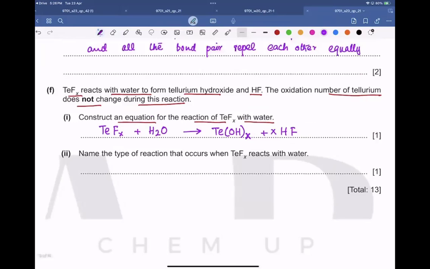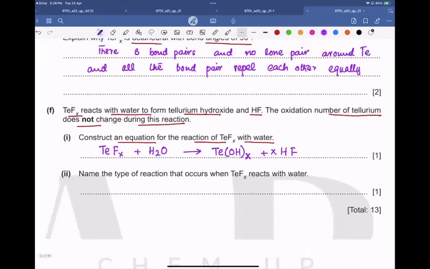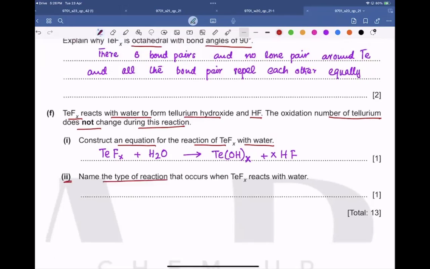Now, part 2. Name the type of reaction that occurs when TeF6 reacts with water. Yes, which reaction is it? Yes, very good. When it reacts in water, it's broken down, right? The Te and F get apart from each other. So that is called hydrolysis.